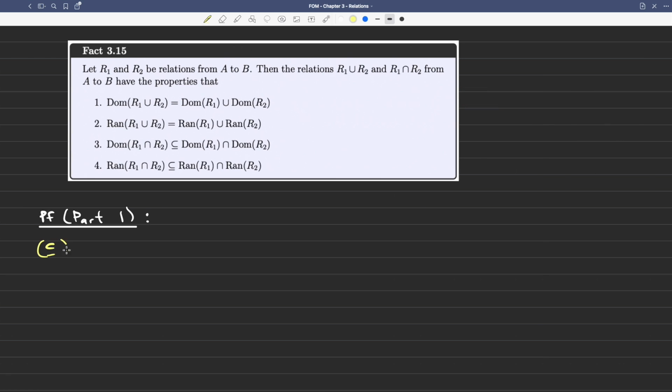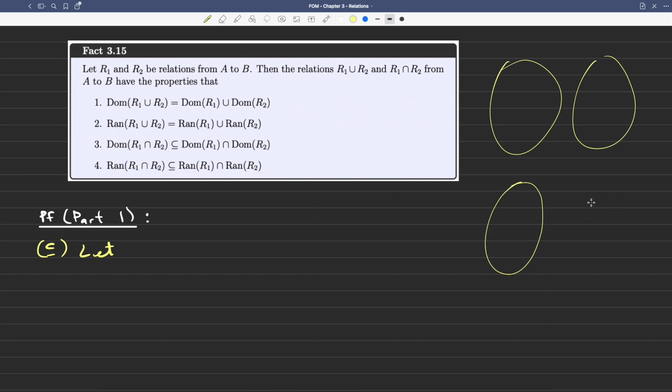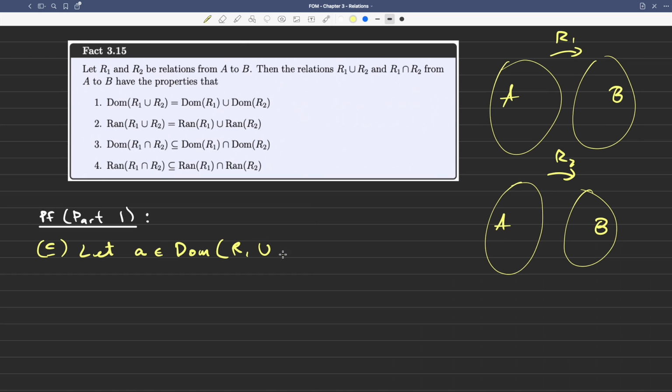So I'll prove the forward containment by taking an arbitrary element in the left-hand set. Again, I've got two different relations, but they're both going from A to B. So if I start talking about domain of R1 and domain of R2, those are elements of the set big A, because we're talking about first components of these relations, and both of these relations have their first components in the set A. So it'll make sense for me to let my arbitrary element be little a. So let's let little a be in the domain of R1 union R2.